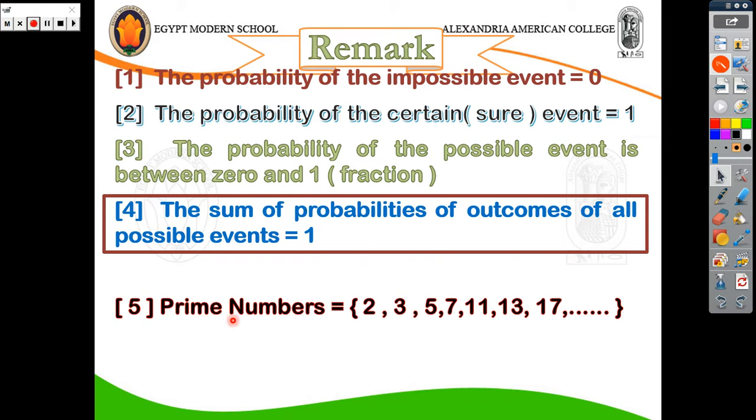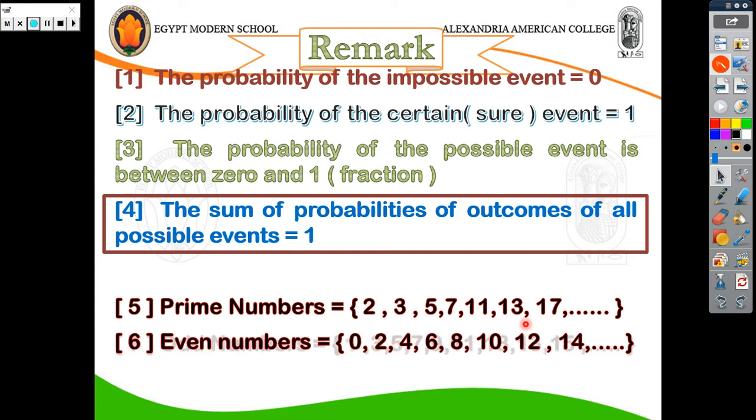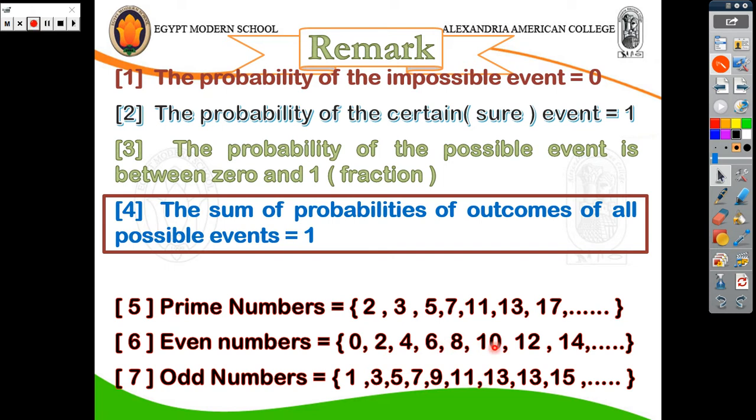And let's remember what a prime number means. Prime numbers are 2, 3, 5, 7, 11, 13, 17 and so on. Even numbers: 0, 2, 4, 6, 8, 10, 12, 14 and so on. Odd numbers: 1, 3, 5, 7, 9, 11 and so on. See the difference between prime and odd numbers. Prime: 2, 3, 5, 7, 11, there is no 9 here, 13, 17. But odd numbers: 1, 3, 5, 7, 9 and so on.